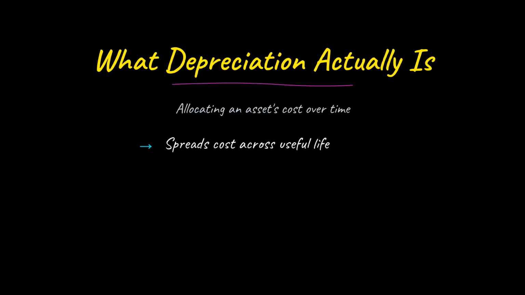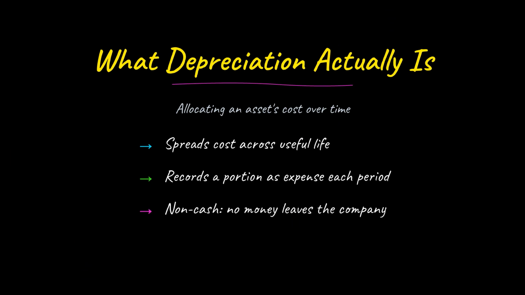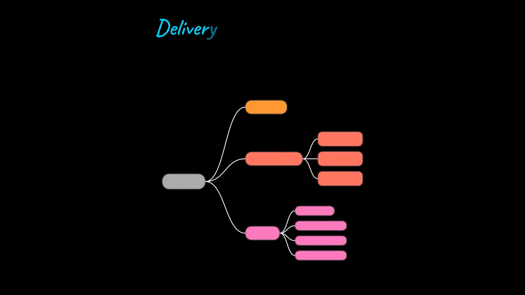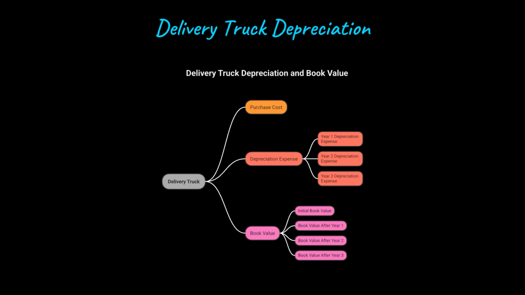Depreciation allocates an asset's cost across the periods that benefit from using it. It is a non-cash expense. The cash already left the business at purchase, and depreciation simply assigns that cost to each period over time. Imagine a delivery truck bought once but used for years. Charging its full cost to 1 year would distort that year's profit. Instead, depreciation divides the cost across the truck's useful life, giving each year a fair share of the expense.